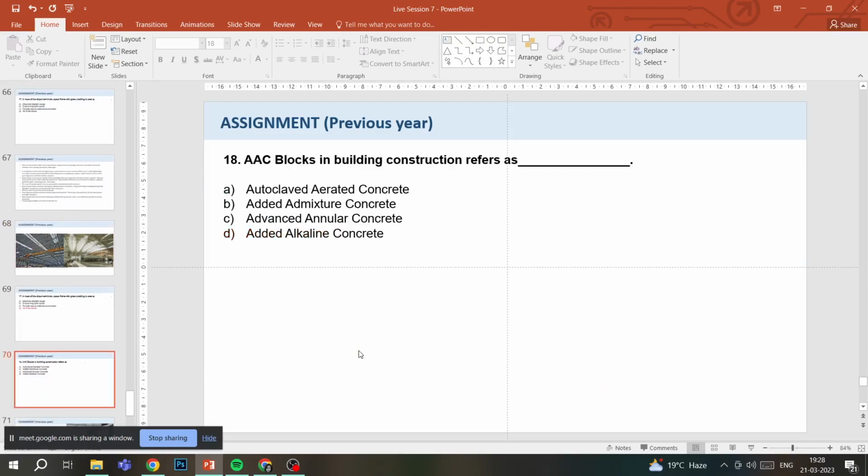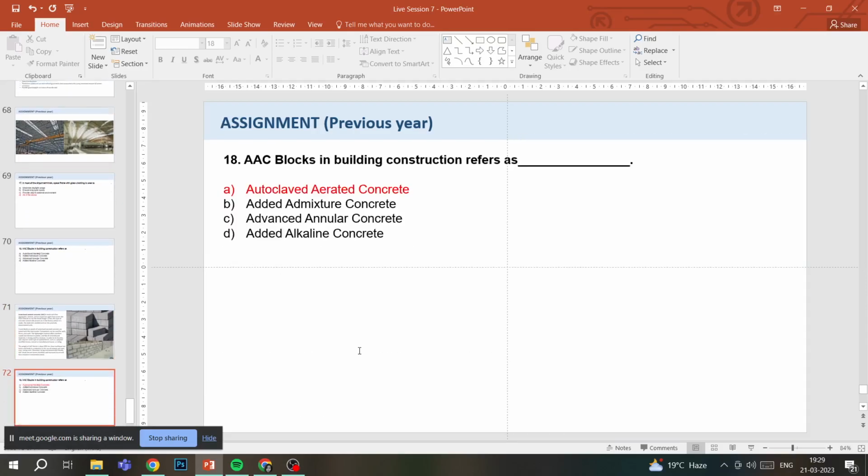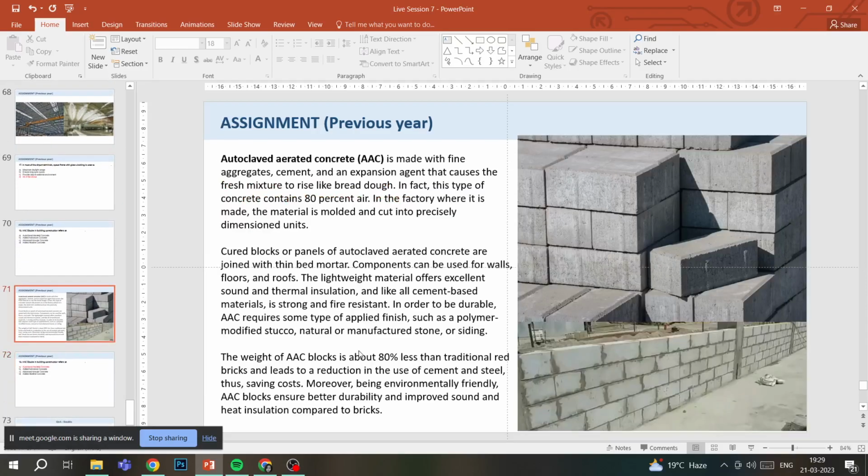The last question for today. AAC blocks in building construction refers as autoclaved aerated concrete, added admixture concrete, advanced annular concrete, or added alkaline concrete. So actually AAC blocks are called autoclaved aerated concrete. I would just cover a few facts about AAC, and then of course the answer is AAC blocks, but I would just like to cover a few facts about AAC here. So that in future if needed, because we remember a lot of things with the help of facts.